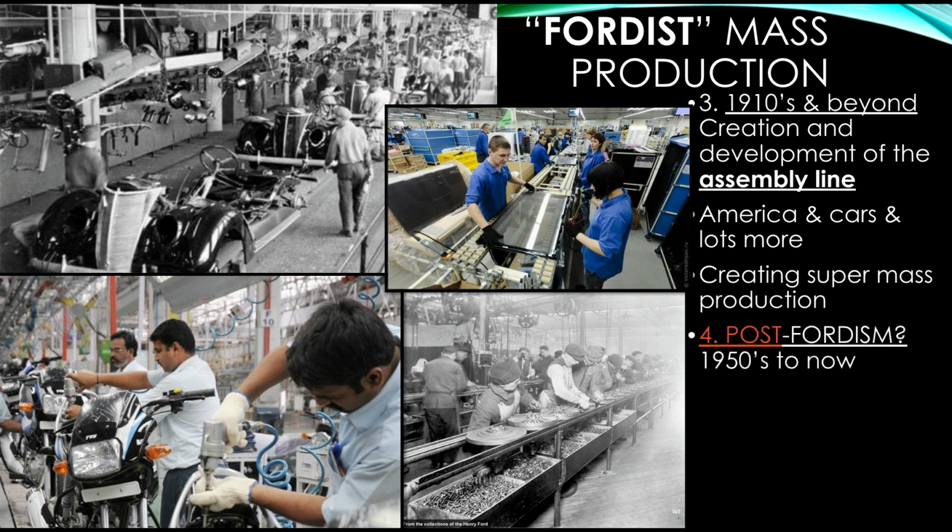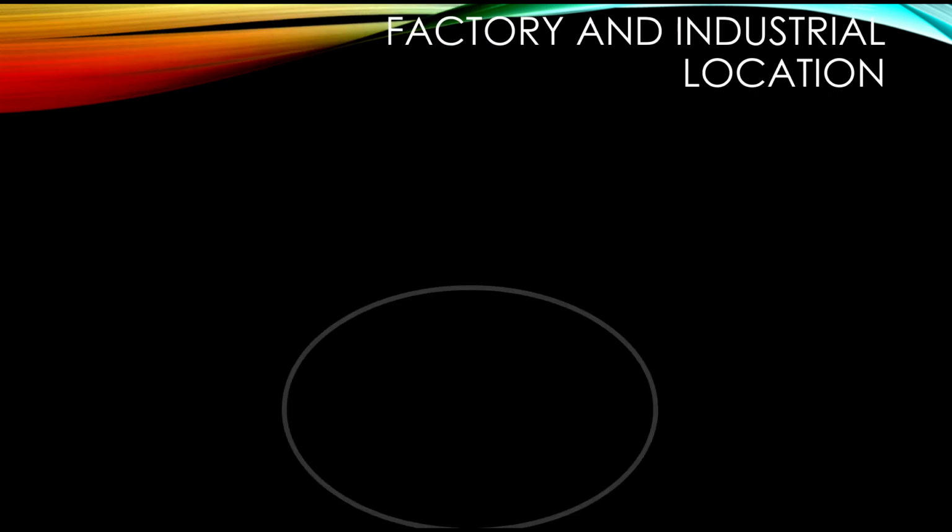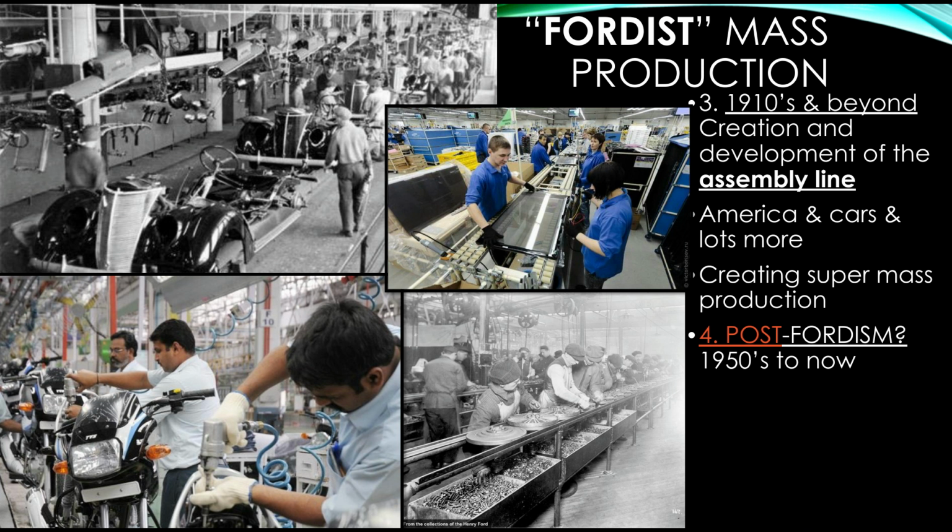Step 4 is what we call post-Fordism. It's the 1950s to now. It's like things are changing. We're getting better at mass production, but nothing has really drastically changed. Though post-Fordism has a lot to do with factories and robots, we don't quite know what the next step is. Probably something to do with virtual reality, or probably something to do with 3D printing or robots and AI, who knows, right?